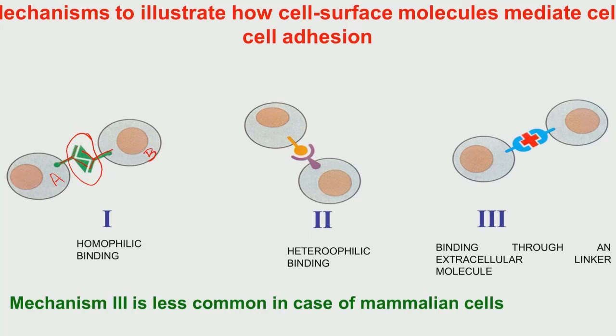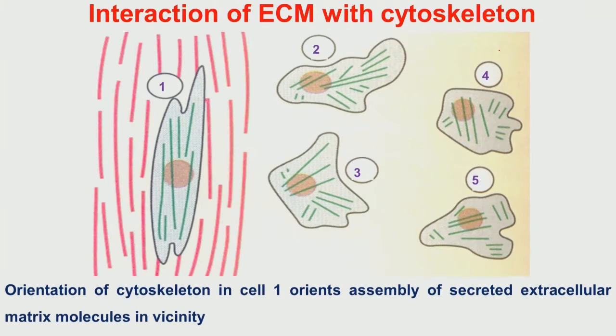Now, heterophilic binding means that there are two different types of cell surface receptors coming from two different cells, let us say A, C and D, and then this is called heterophilic binding. Now, if this direct binding of two neighboring cell surface receptors is not possible, it has to be mediated by an extracellular linker molecule, and that is also possible. So, this is called type 3. This type 3 mechanism is by far the less commonly observed mechanism which can explain the cell interaction.